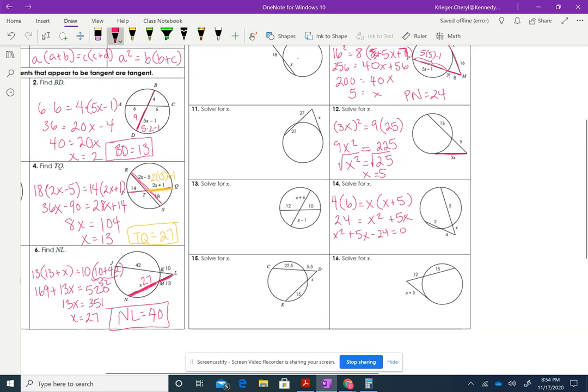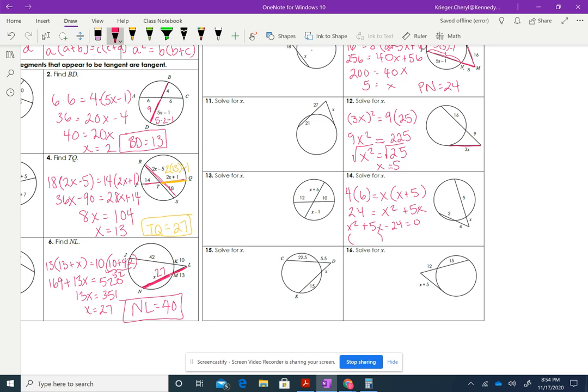I told you this would come back. I'll factor this. Factors of negative 24 that add up to 5. I'm thinking of 8 and 3. And it's a positive 5, so I'm going to make this a positive 8 minus 3. So that's it. X plus 8, x minus 3 equals 0. Okay, so I might have two solutions here. I'll set x plus 8 equal to 0, and that gives me x equals negative 8. And I'll set x minus 3 equal to 0, and that gives me x equals 3.